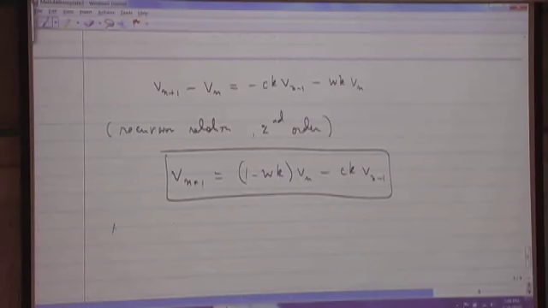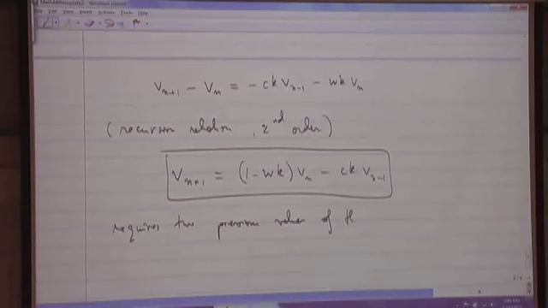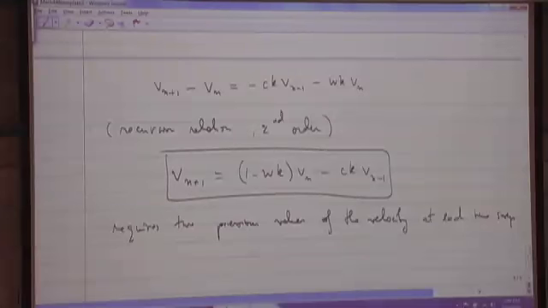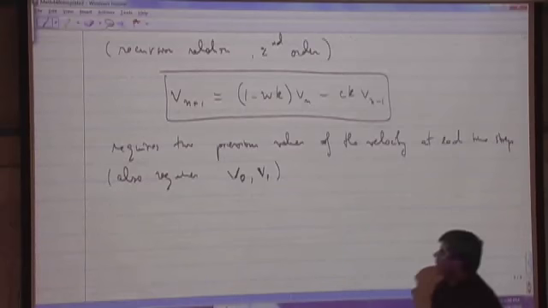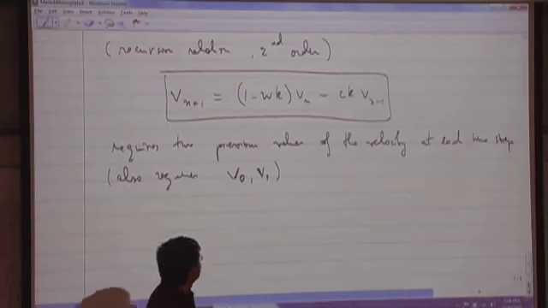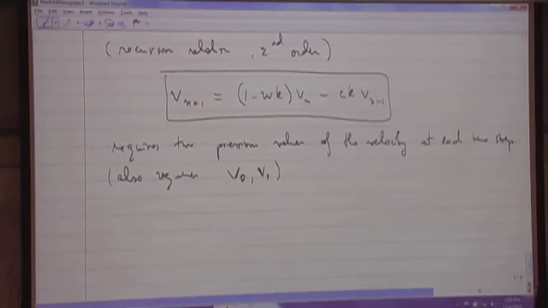But this requires the two previous values of the velocity at each time step. In particular, it also requires the first two, so I guess V0 and V1. Okay, so you do need to know the velocity at two values to be able to get the new one, the V2, for instance.